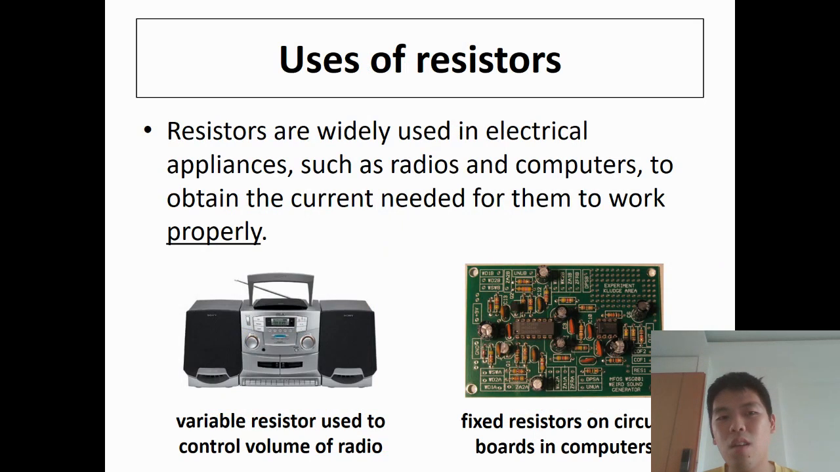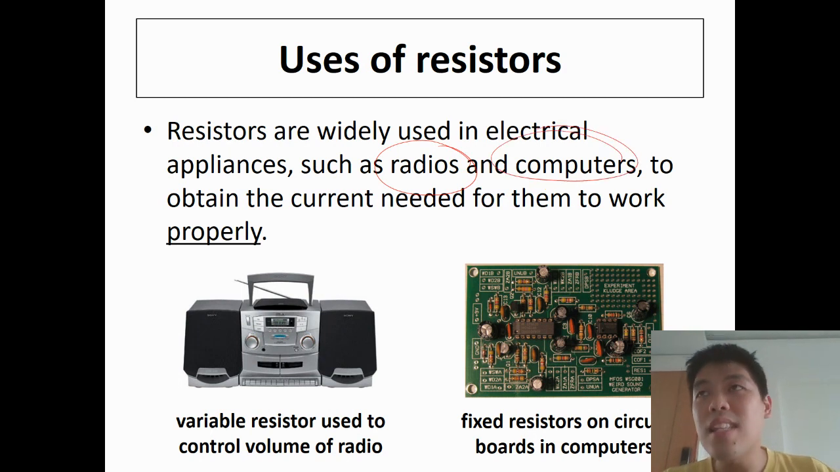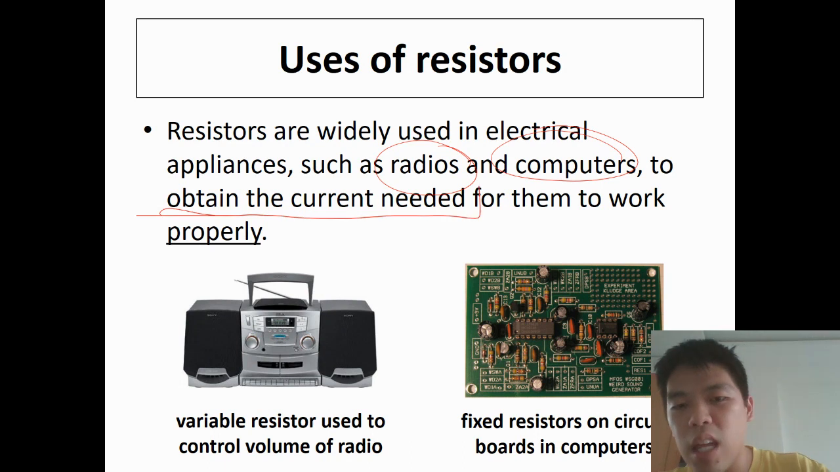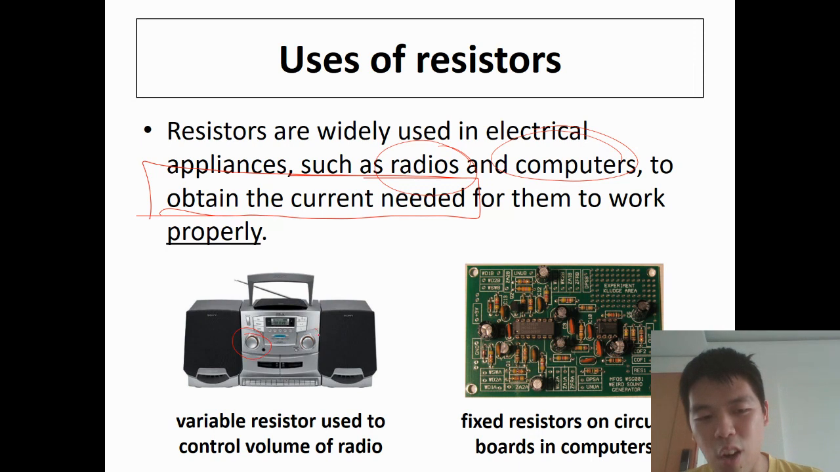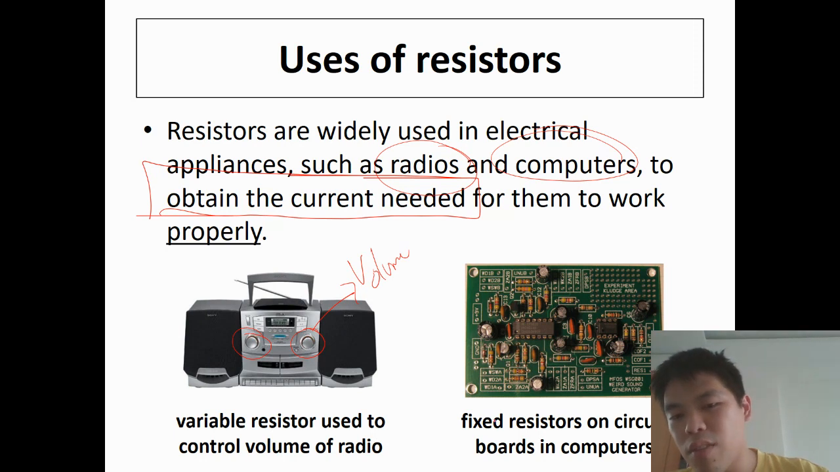So what is the use of resistors? It can be used in many devices, such as your radio, such as your computers, such that you can change your resistors to get the current that you want. You want more current, you change it to lesser resistance. You want lesser current, you change it to more resistance. So for your radio, can you see you can control the volume here? And on your circuit board itself, there are various resistors as you can see here.